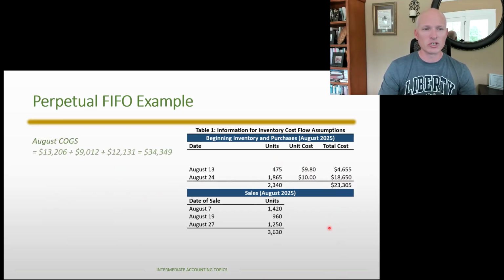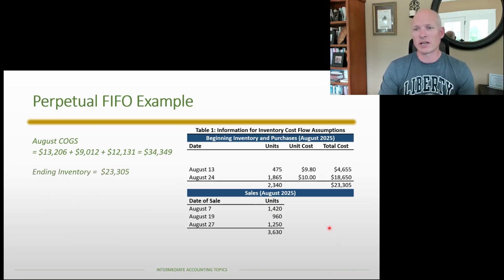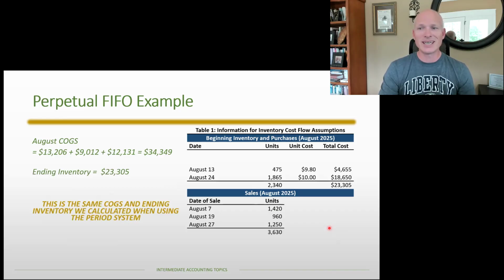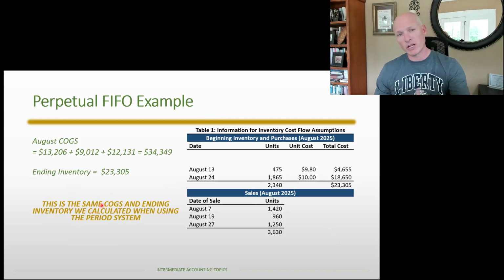All right, so for our cost of goods sold, we sum up the three different entries that we did: the August 7th, August 19th, and August 27th cost of goods sold calculations. We're just summing them up. And of course, we just calculated our ending inventory. One thing we should note here is that this is the exact same. In other words, there is no change in our cost of goods sold and ending inventory when we're using FIFO. Whether we're using the perpetual inventory system or the periodic, we end up with the same thing. And hopefully that makes sense.